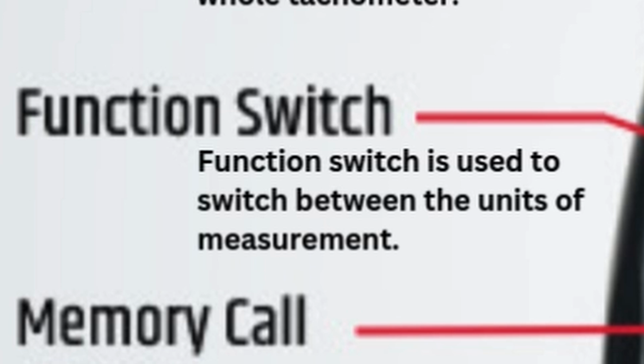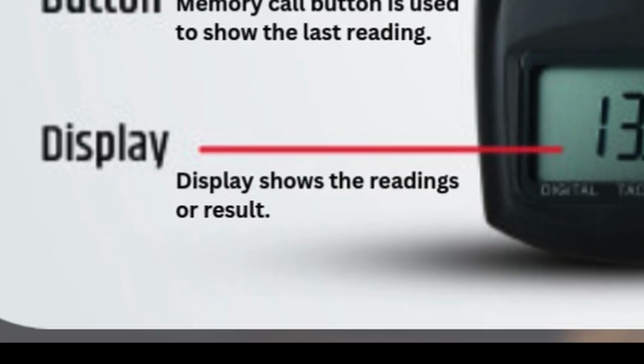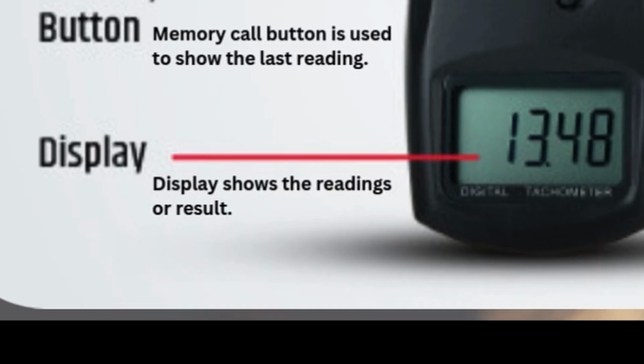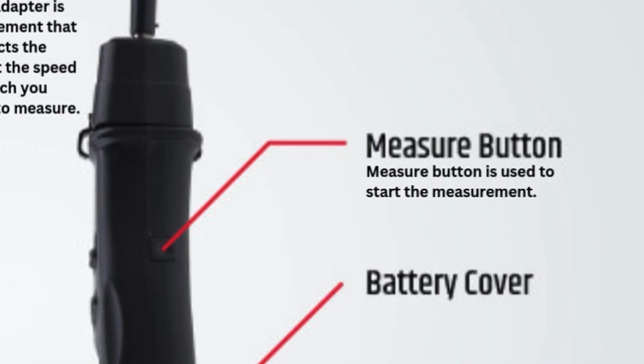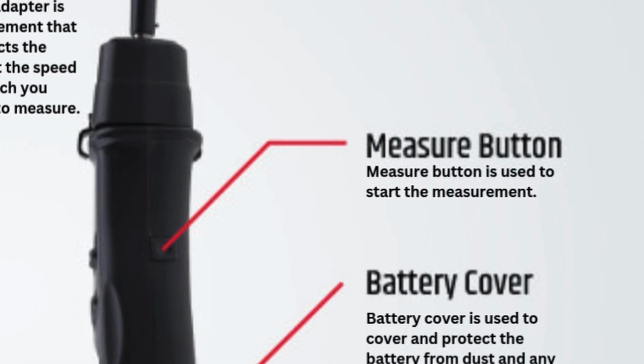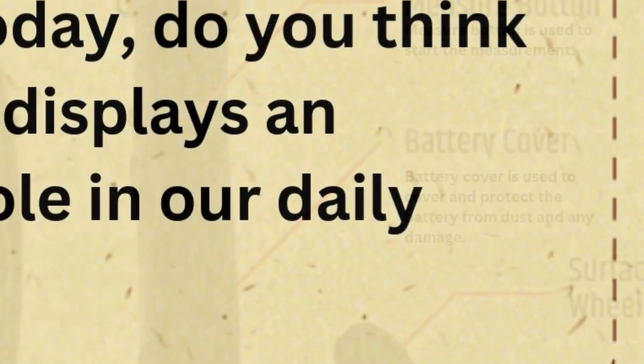Number 4. Memory call button. It is used to show the last reading. Number 5. Display. It shows the readings or result. Number 6. Measure button. It is used to start the measurement. Number 7. Battery cover. It is used to cover and protect the battery from dust and any damage.